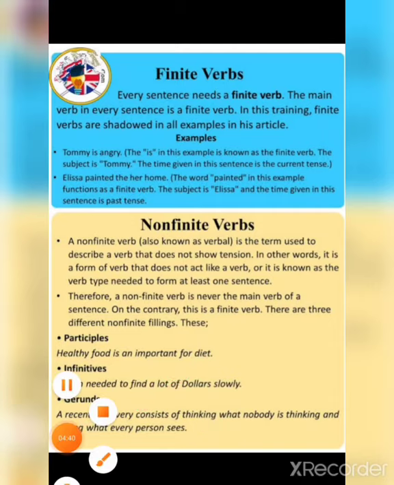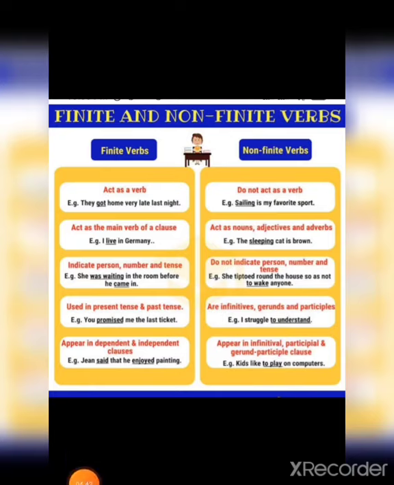Now let me give you some more examples so that it will be clear to you that a finite verb always acts as a verb. For example, they got home very late last night. Here got acts as a verb, so got is a finite verb. Next, sailing is my favorite sport. Which is my favorite sport? Sailing. So sailing is not a verb over here. It acts as a noun, so it is a non-finite verb.